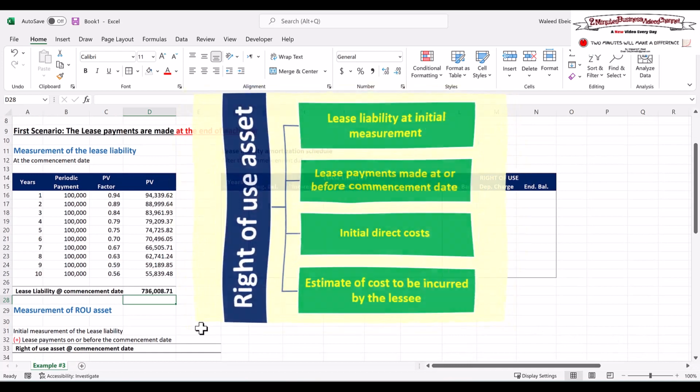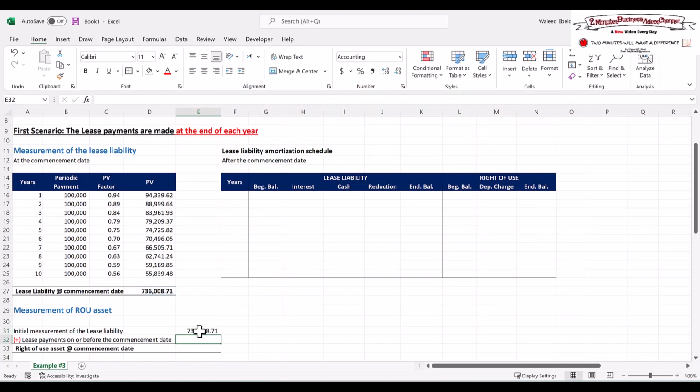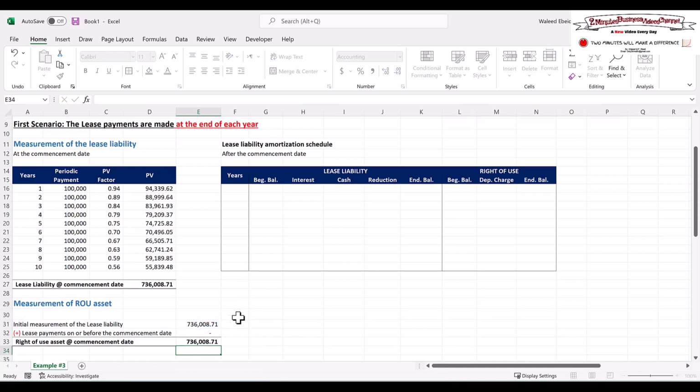One of the components to be included in the measurement of the right-of-use asset on the commencement date is the initial measurement of the lease liability, and we already calculated it. So insert it here. Next, lease payments made on, or before the commencement date. No information was mentioned in the example about any payments made on, or before the commencement date. So, put 0 here. Anyway, we will cover that in the following lecture. The carrying amount for the right-of-use asset on the commencement date is $736,008, same balance as the lease liability.